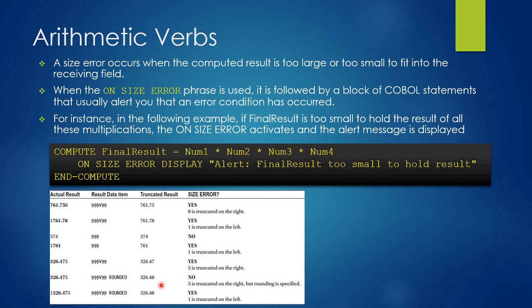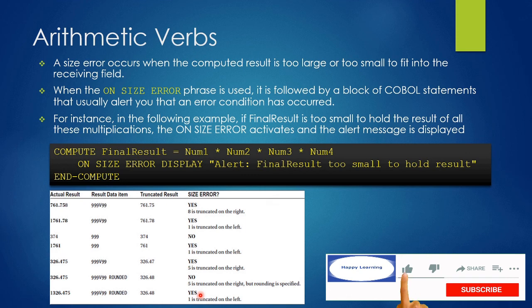Now understand with one more example. Here we have a result of 1326.475 and we are passing it to a variable with PIC 999V99 and the ROUNDED phrase. In this case, truncation will happen at the leftmost digit, that is 1, and 326.48 will get stored in the receiving variable. In this example, ON SIZE ERROR will occur and the DISPLAY statement will get executed. Since we are losing a significant digit, that is before the decimal, ON SIZE ERROR will occur here.